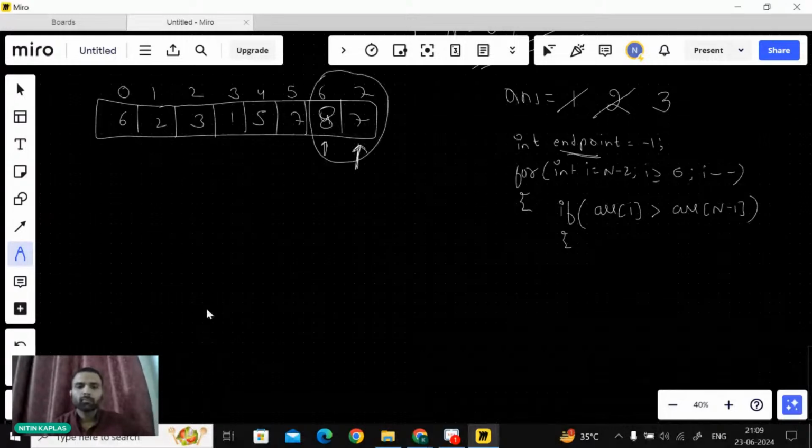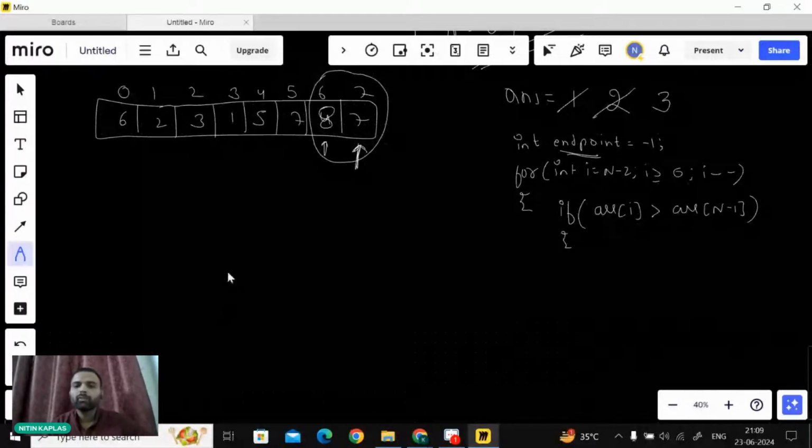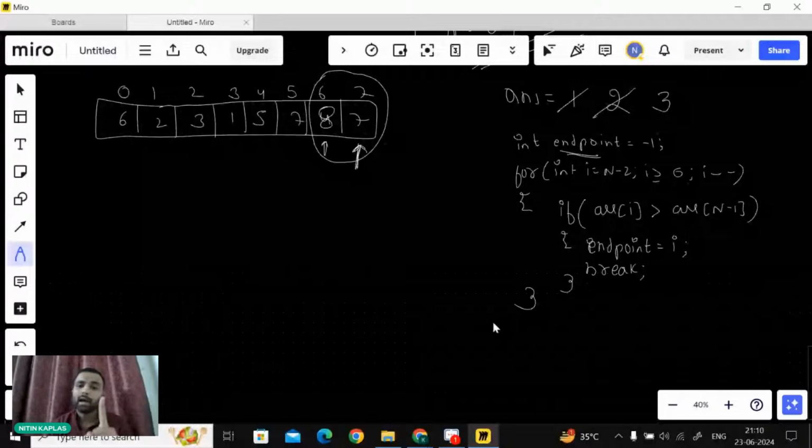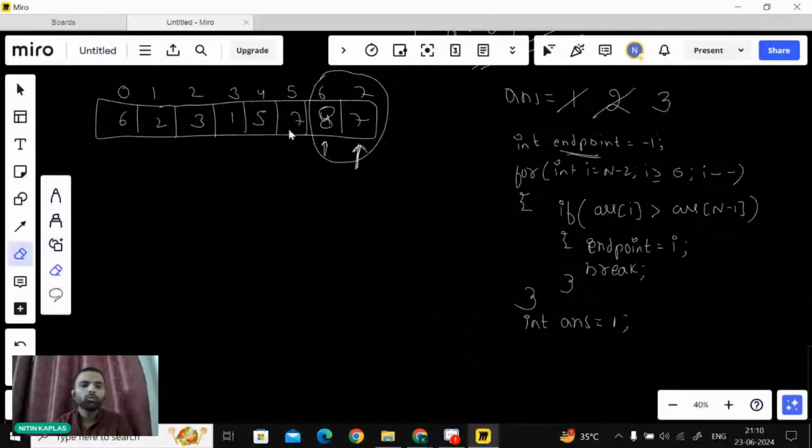Yes or no? Okay. So in that case, I simply make the endpoint equal to i and break that loop. After breaking that loop, I know that I have one subarray, so I simply make the answer 1. So that's a simple addition. Now let's move to our actual problem.